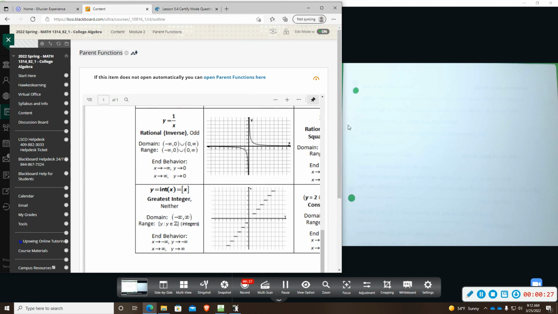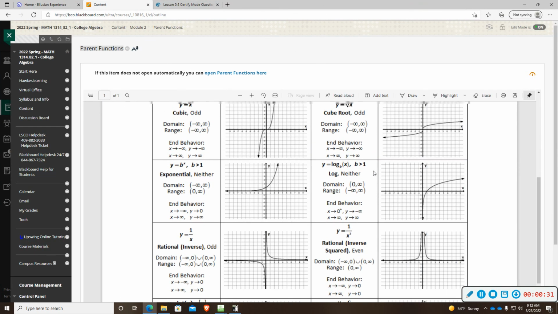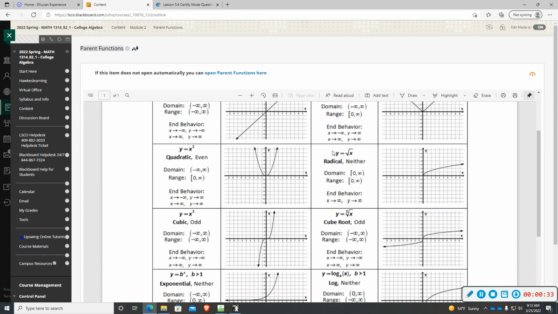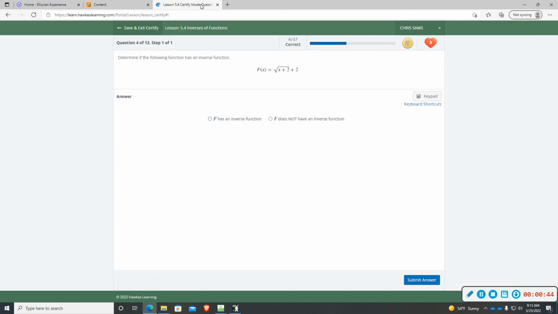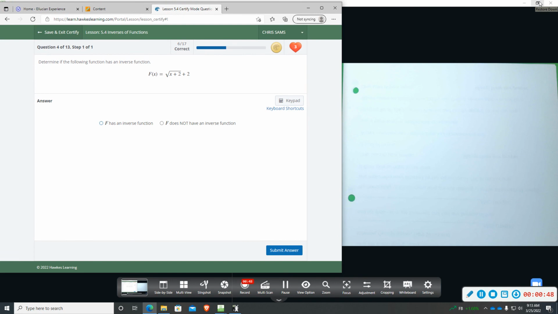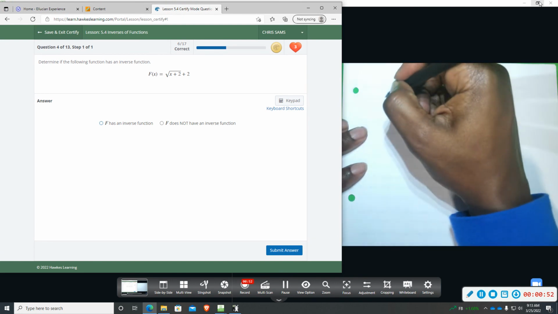I guess I need to go full screen so we can see it all. We're looking at a radical function like this, and what you want to consider is if this function is 1-to-1. So 1-to-1 is covered in this section. I haven't talked about it.